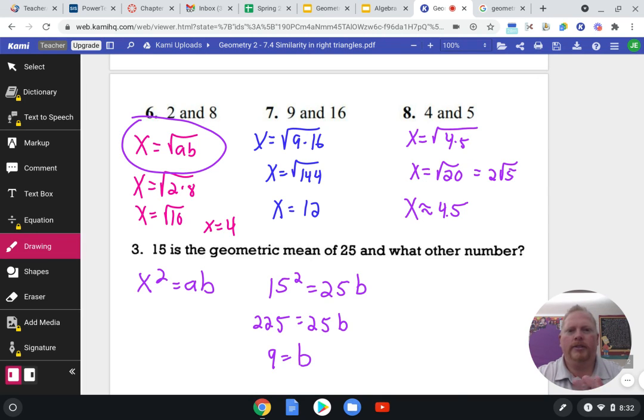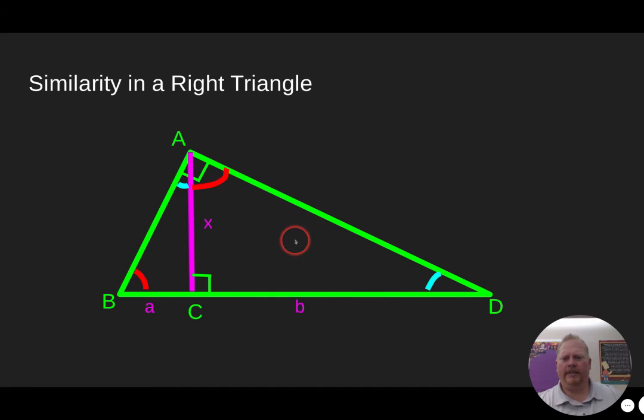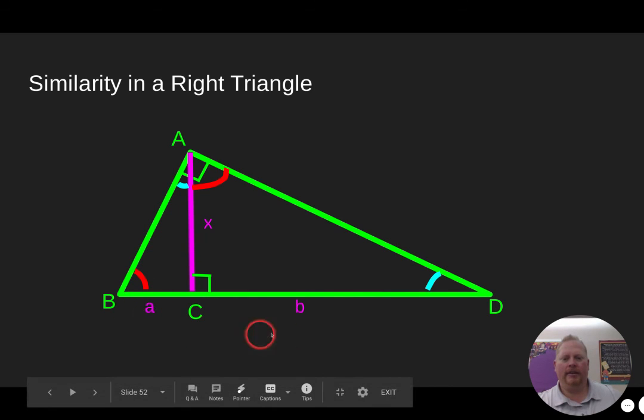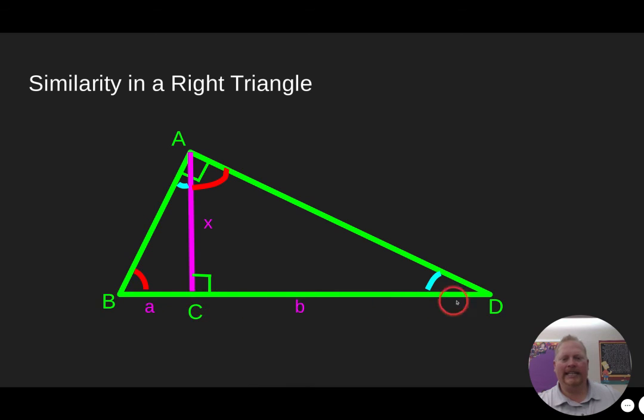Okay? So let's go ahead and get back to the slideshow and let me show you how geometric mean connects to those similar right triangles. So here we have that diagram that we had before. And what I want to show you here is that if I have this altitude, and that's my x, that is the geometric mean between this A and this B. So side BC and side CD. So x is the geometric mean between A and B.